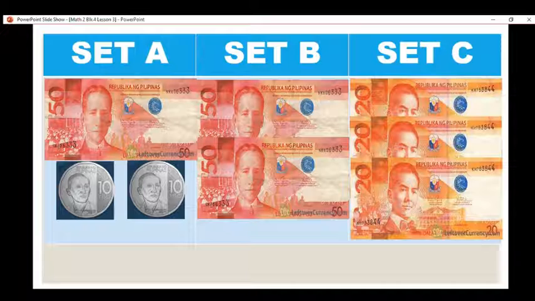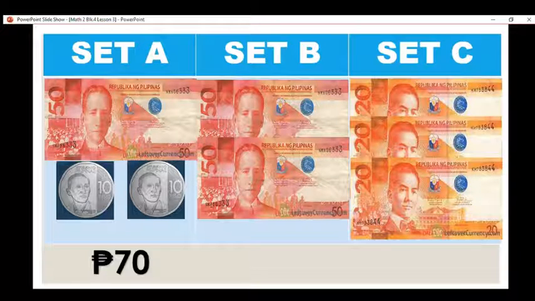We have set A, set B, set C. We'll start with knowing the total amount of each set. Let's start with set A. What are the monies you can see there? Okay, very good. We have one bill of 50 pesos and two coins of 10 pesos. What would be the total of our set A? If we count them, 50 plus 10 plus 10: 50 plus 10 is 60, plus 10, that would be 70 pesos.